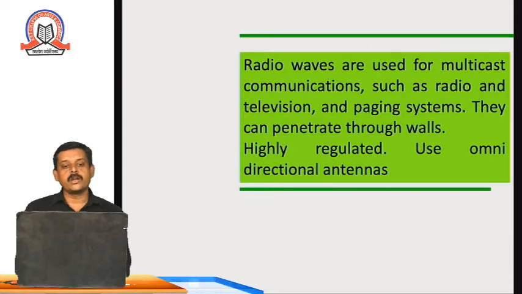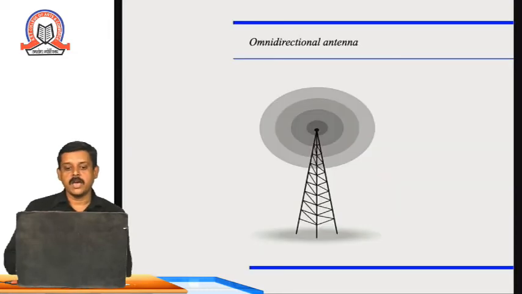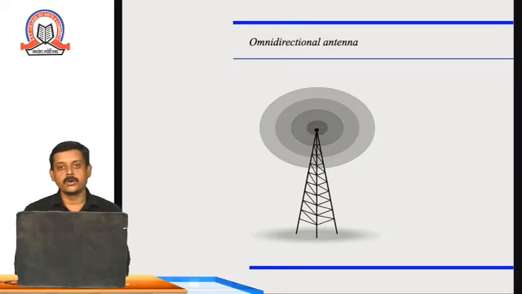So what are radio wave signals? Radio wave signals are used for multicast communications such as radio, television or paging systems, and they can penetrate through walls as well. They are highly regulated, and they basically use omnidirectional antennas for data transmission. As you can see, this is an omnidirectional antenna transmitting radio wave signals.